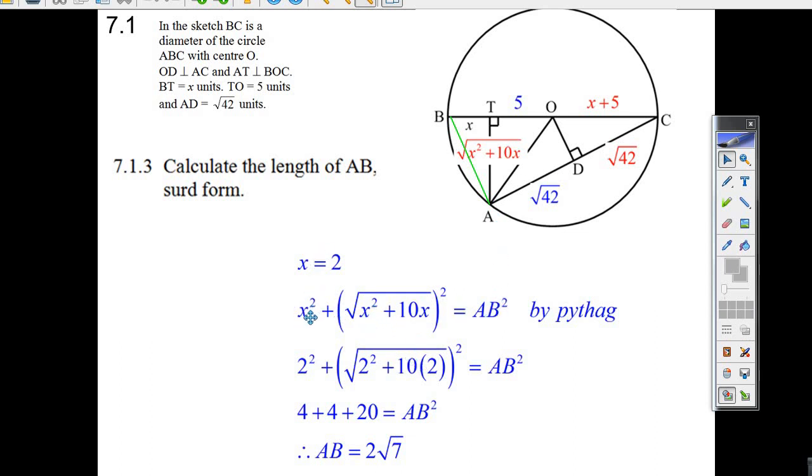Now, X is 2, so you put 2 in there, and you get 4. You put 2 in here, you get 4 plus 20. That's going to be 24 plus 4 is 28. And when you square the square root, it goes away. Anyways, this works out to be 28. AB is just the square root of 28, which is 2 root 7. And there's question 7, all done.